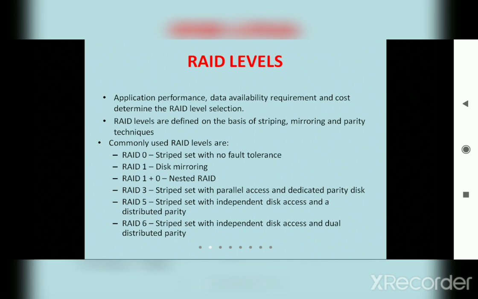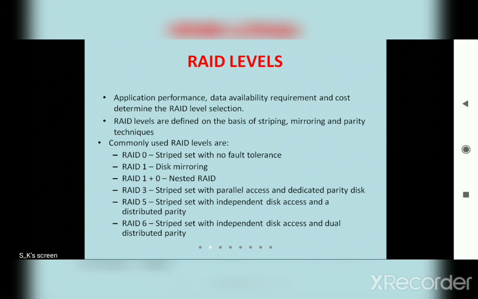If I only use striping, what is the output? If I use mirroring, then what level can I have? Can I combine striping and mirroring? Or can I combine striping and parity? Or I can combine mirroring and parity. So these combinations have come with the RAID levels. In total, we have 6 levels.